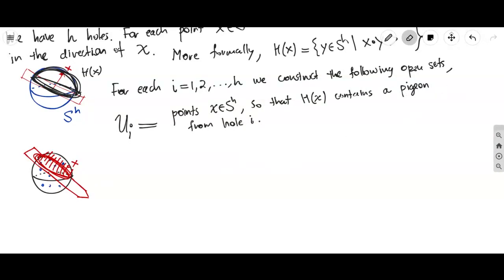So if you can find a pigeon that is coming from hole I, then that's how you construct this set U_i. So U_i are all of the points so that if you draw the hemisphere at that point, the hemisphere will contain a pigeon coming from hole I. So that's the way this is done.